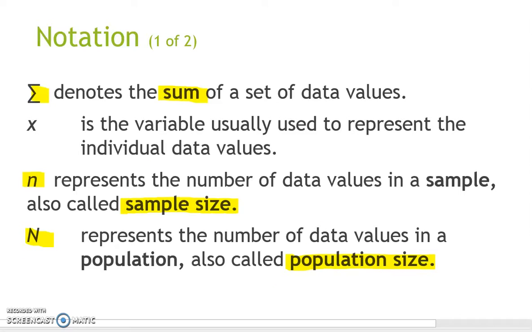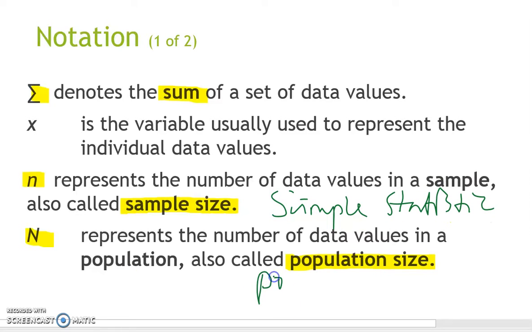It's worth noting that lowercase n is used for sample size, and capitalized N is used for population. So this is again sample statistic versus population parameter. These two use different notations, and we should be careful about the notation symbols here.